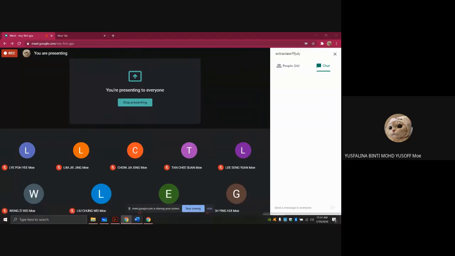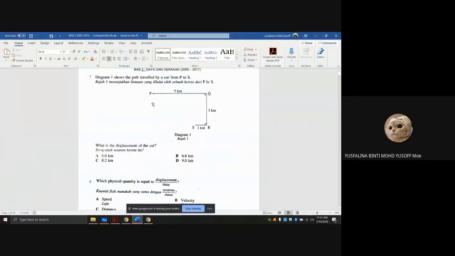All right, so let's see chapter 2, forces and motion. This one is actually 2005 until 2019. I already put the 2019 question. Alright, we see diagram 1 shows the path traveled by a car from P to S. So what is the displacement of the car?